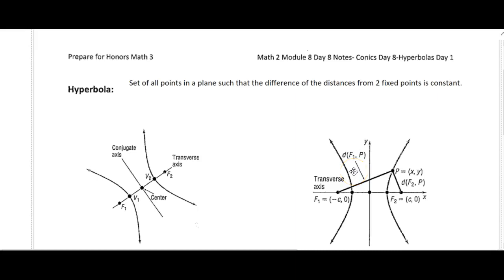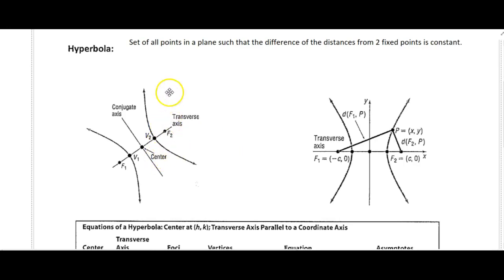So the last conic we'll deal with is the hyperbola, right? And the first thing we're going to talk about is graphing these hyperbolas. But let's talk about what a hyperbola is.